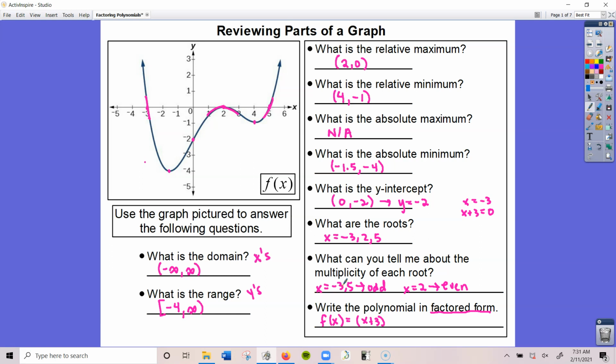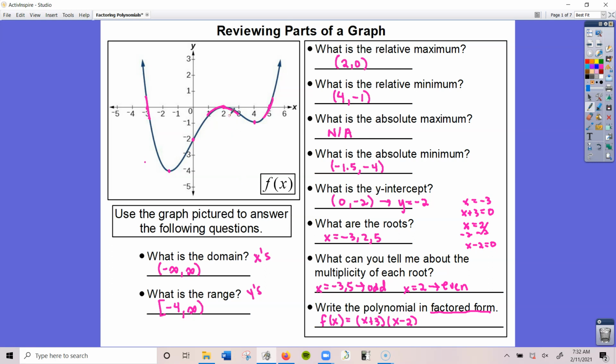Since we said that at -3 there is an odd multiplicity, we're just going to leave it with an exponent of 1. So we're going to write this polynomial with the least degree. Now for x is equal to 2, in order to make this equal to 0, we would have to subtract the 2 from both sides. So x minus 2 is equal to 0. That would be my factor.